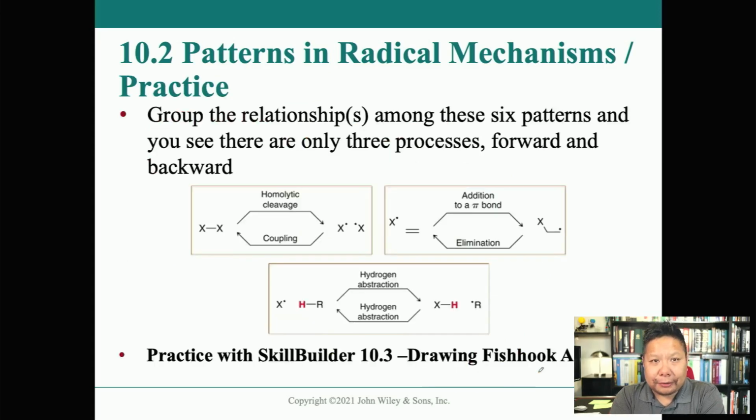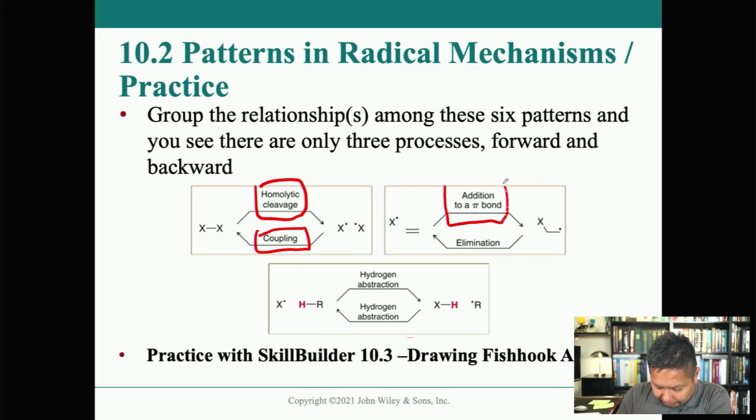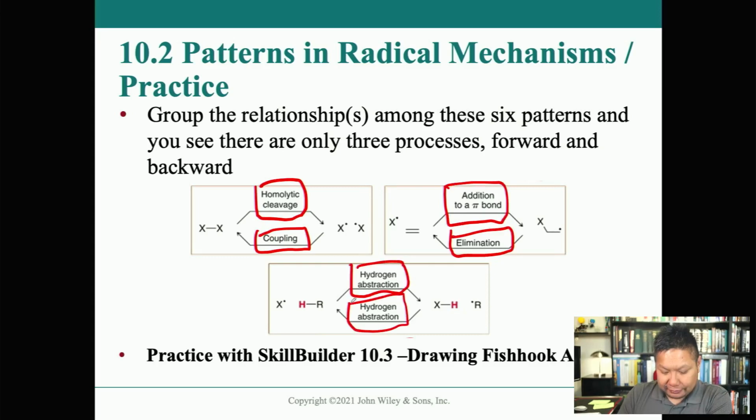Okay. So in fact, we could group all these 6 patterns into just 3 groups, right? Where we have the homolytic cleavage and the coupling, which is the one that's most common, the one I was talking to you about before we even got to the 6 patterns, right? Then the other one we can do is the addition to a pi bond or an elimination, right? And then we have the hydrogen abstraction, both directions, right? Both directions, okay? One is you're abstracting a hydrogen from the alkyl group, the alkyl halide, right? And the other one is you're abstracting a hydrogen from the halide.